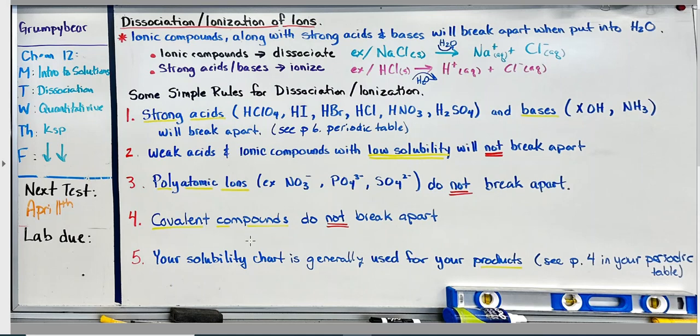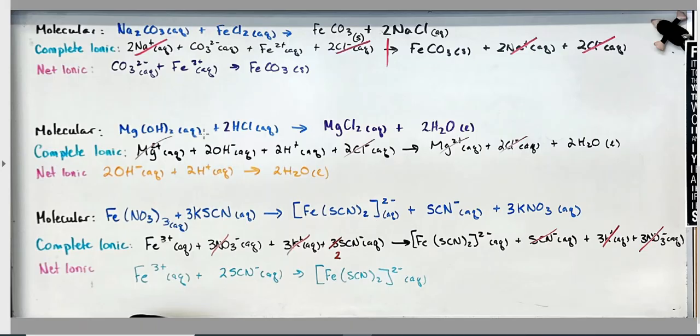Covalent compounds do not break apart. And your solubility chart is generally just used for products. And you can see this in your periodic table. So let's take a look at a molecular formula here. Here I have sodium carbonate and iron 2 chloride. It's a double replacement reaction, and we get iron 2 carbonate and 2 sodium chlorides.